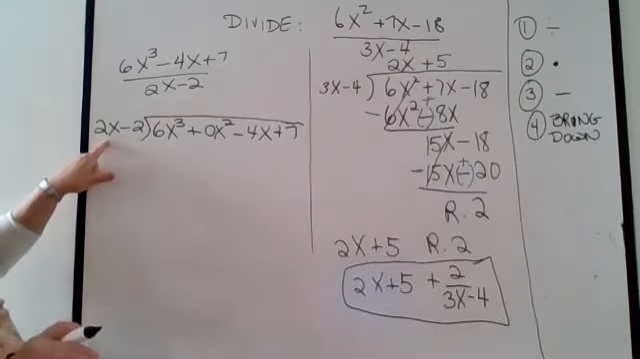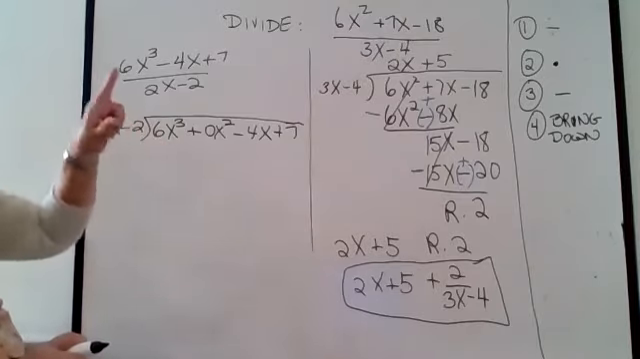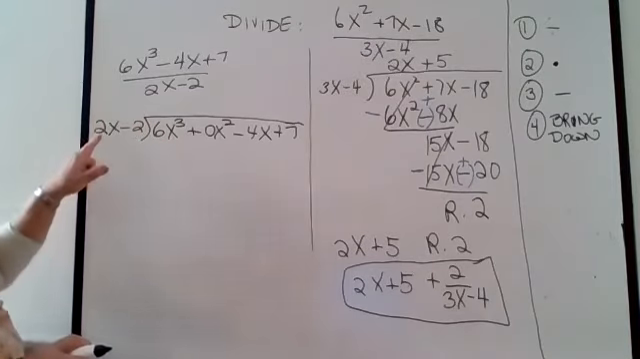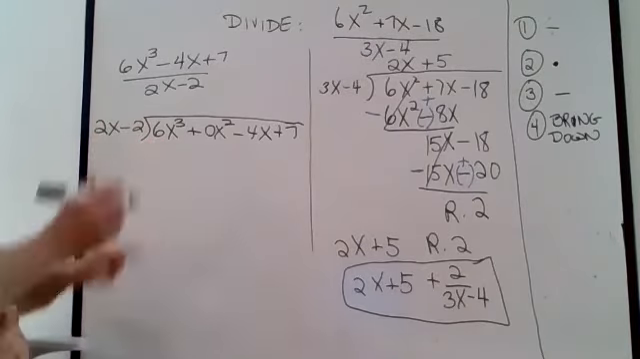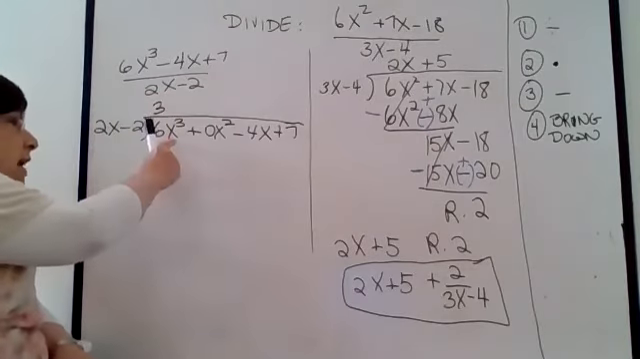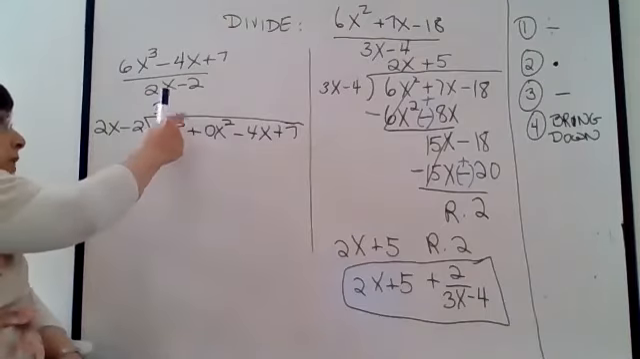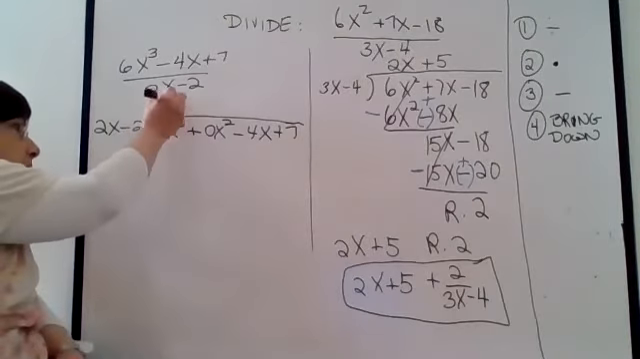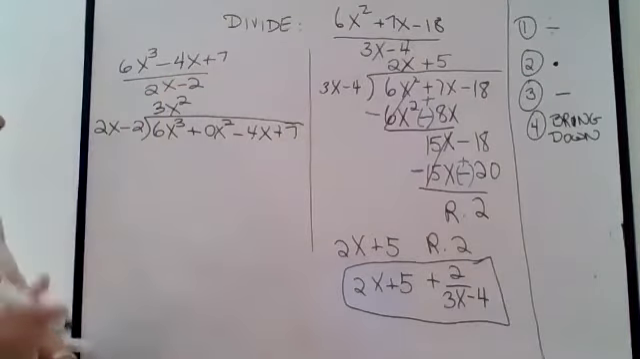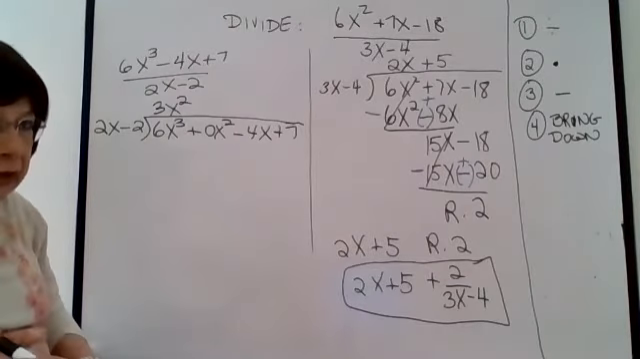I take my first term, the 2x, and divide it into the first term. Step number 1, divide. So 2 divides into 6 and gives me 3. And x into x cubed, remember I'm subtracting the x components, 3 minus 1 gives me x squared. So the first answer I got on top is 3x squared.